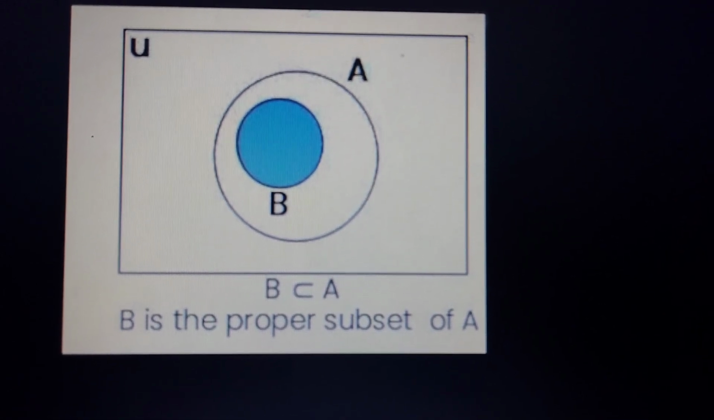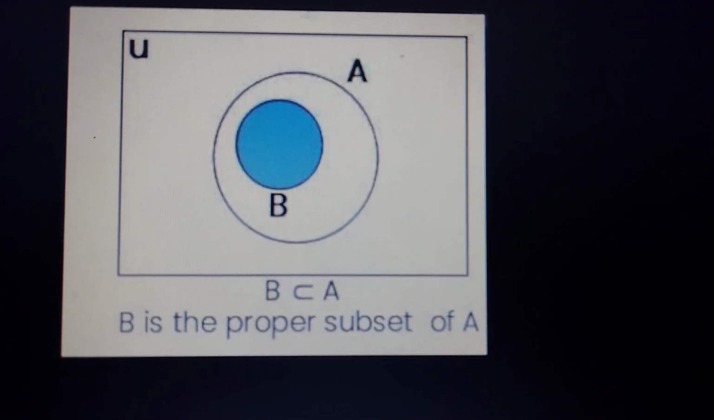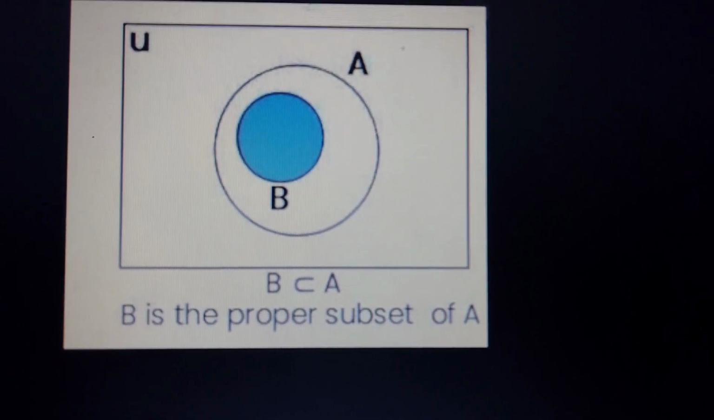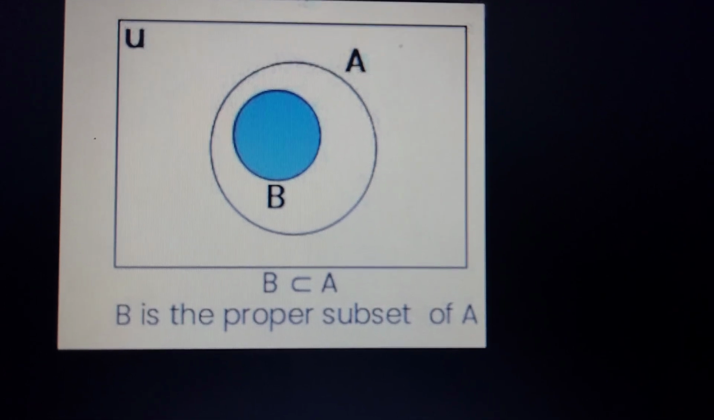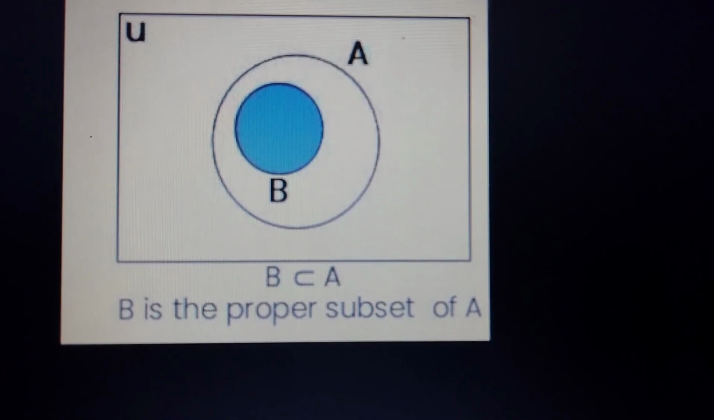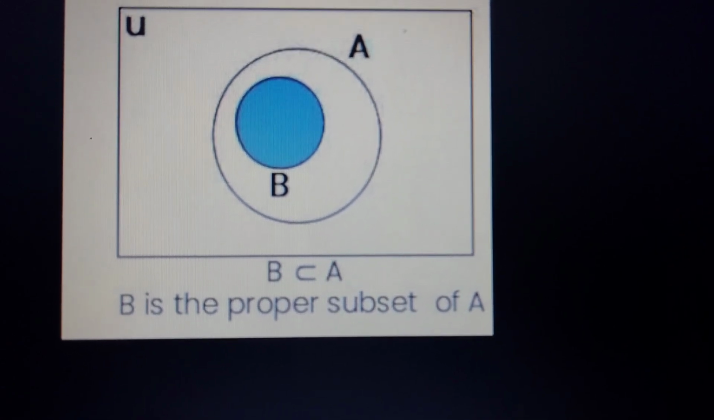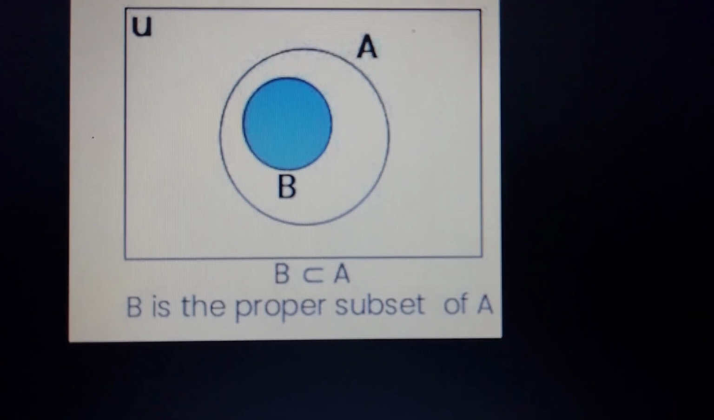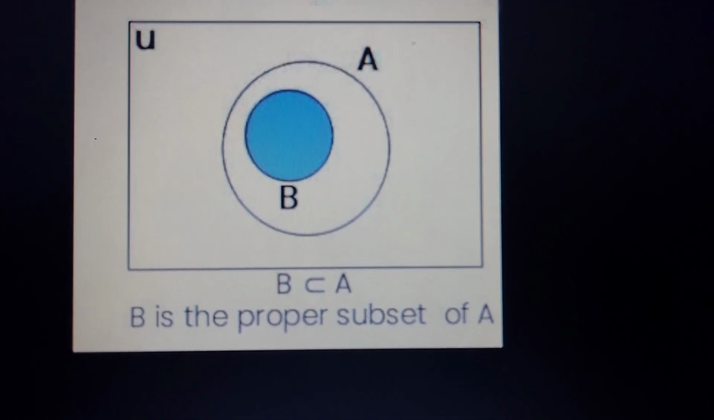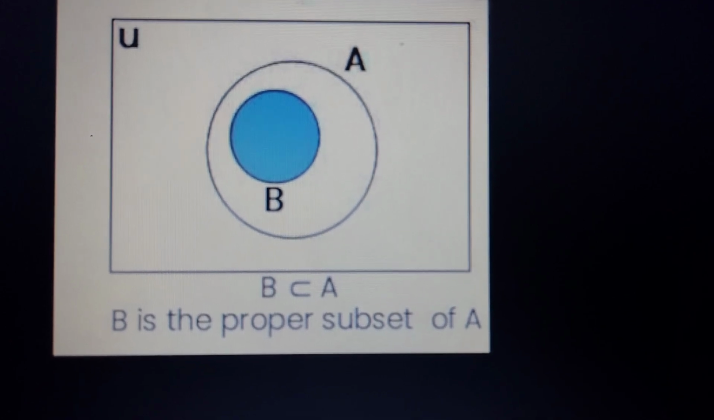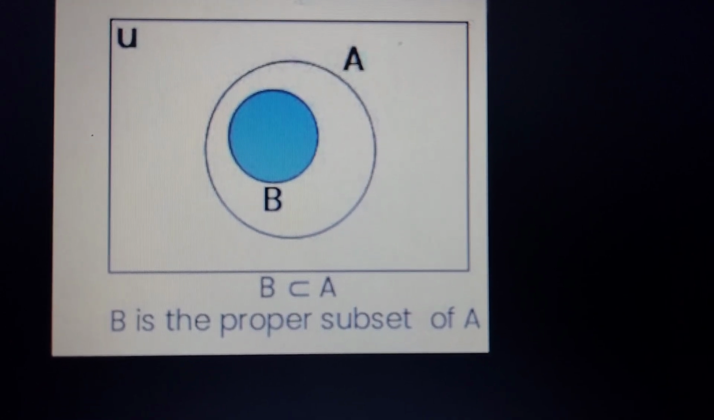So since B is within A, it's called a subset. It's a subset because it's a set that comes from A. It's like a segment of A, like a fraction of it, and that's what we call a proper subset or a subset. There are other kinds of subsets too.